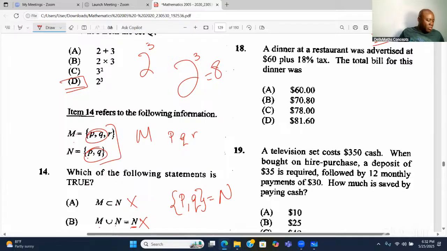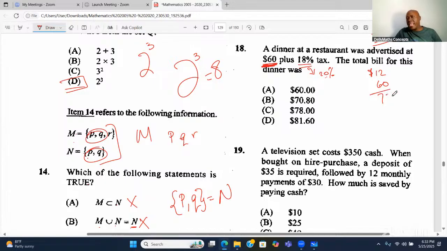Let's get into it. All right, so let's take a look at this question. It says here, a dinner at a restaurant was advertised at $60. Tax is 18. There are two ways you could do this. You could use your approximation without working this down to the T, because I'm going to use my 20% as a marker. If I take 20% of my 60, that is $12. Remember, 10% is $6, 20% is $12. In other words, if 20% was added, I would have paid $72, right?